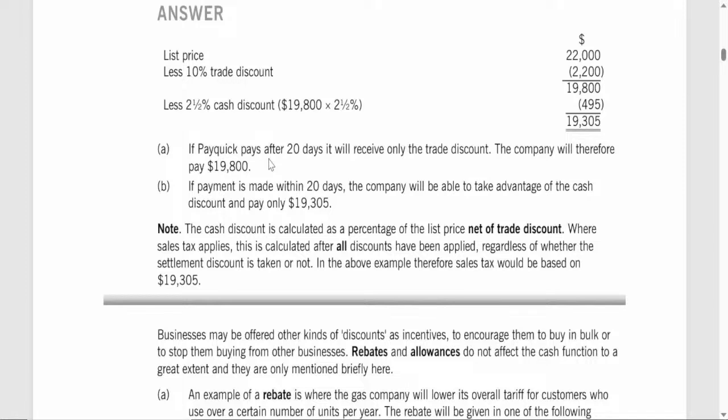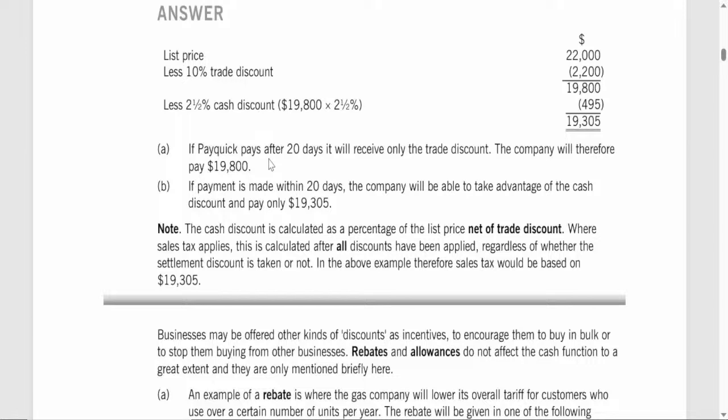Task A. Amount payable if payment is made after 20 days. If PayQuick pays after 20 days, it does not qualify for the cash discount. This means the company will only benefit from the trade discount and no further reductions are applied. Amount payable in this case. Total amount payable equals price after trade discount equals $19,800. So, if PayQuick delays payment beyond 20 days, it will pay $19,800.